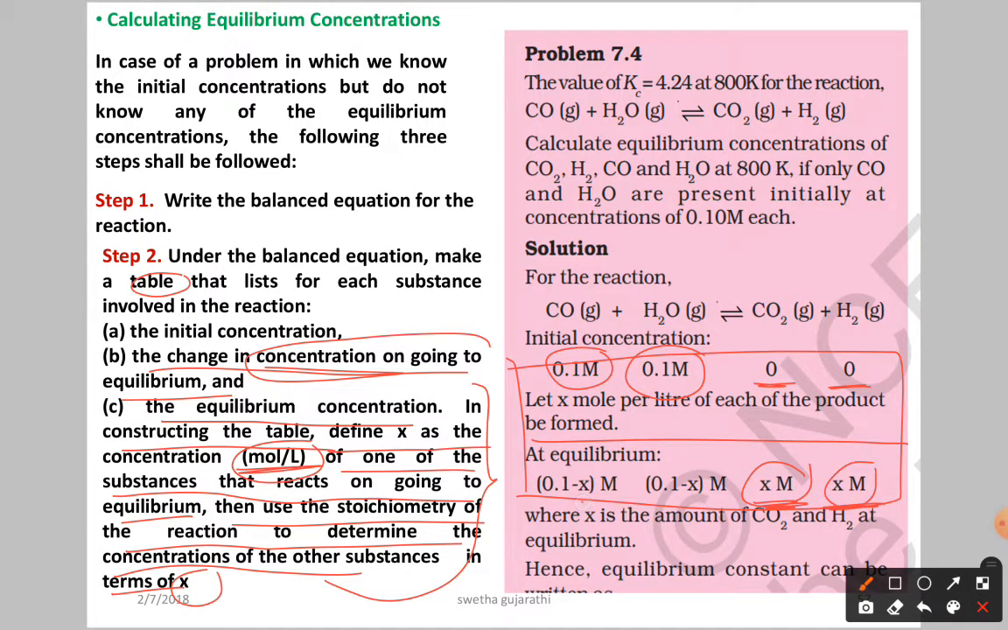Now, the amount of reactant that reacts, we subtract. From the initial concentration of 0.1, whatever is consumed, we add as minus x, minus x. Here x is the amount of CO2 at equilibrium, so we assume x at equilibrium.